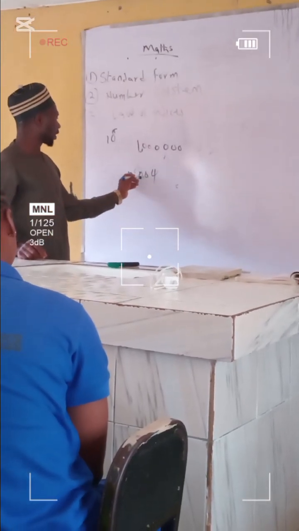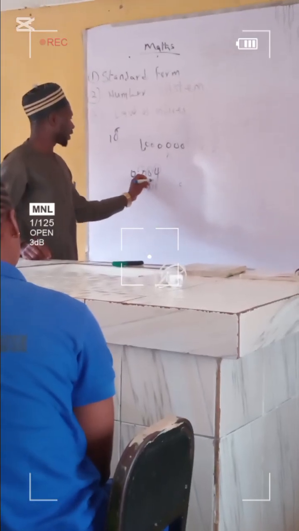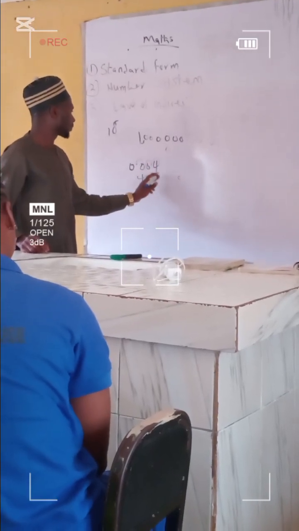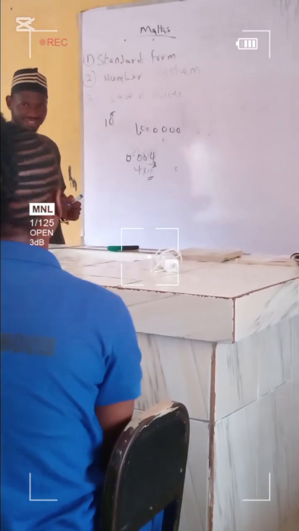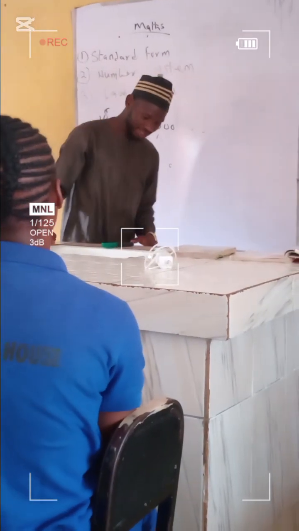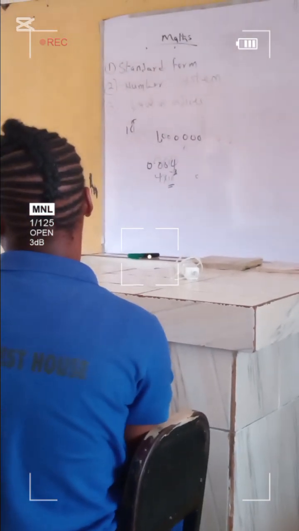So start down to 1, 2, 3. So this will be 4 times 10 raised to negative 2. And that is it. Do you get this? Is it hard? Great. I'm just going to rush it so that we do maybe zero.